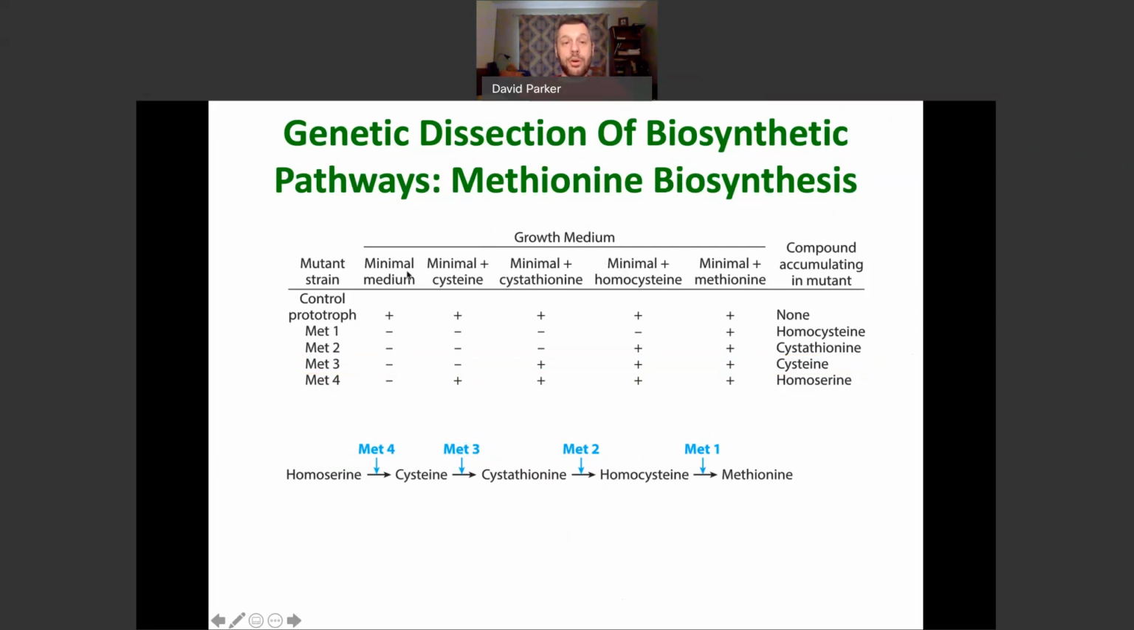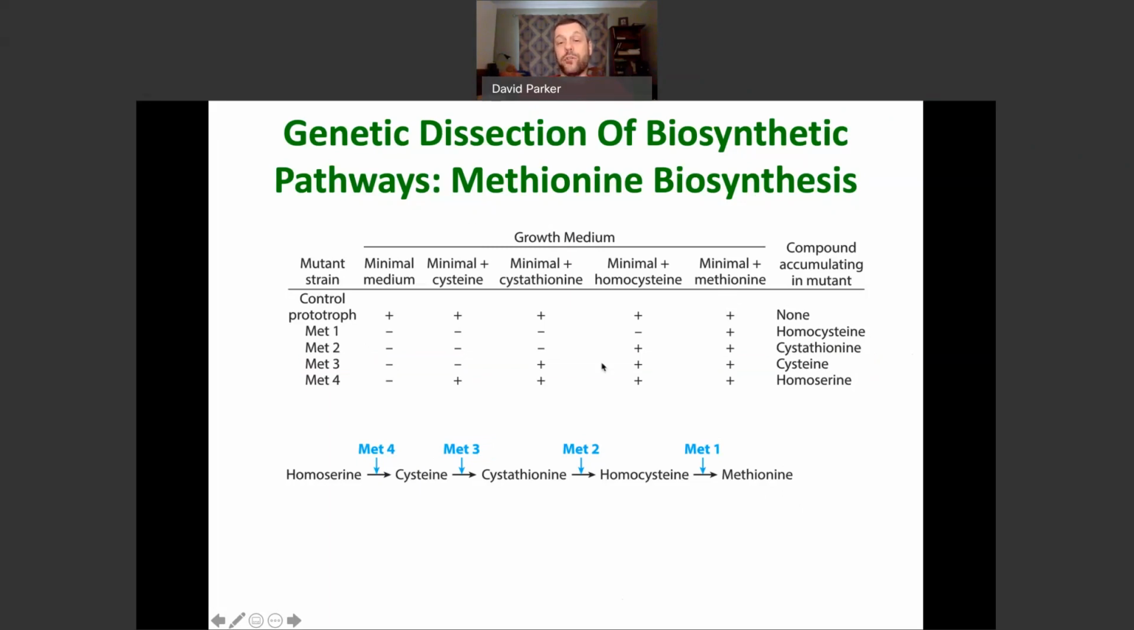Minimal medium alone, none of them grow. This is a positive control of a wild type strain. And then if they added methionine to the minimal media, they would all grow. And we knew that was true because that's how they were isolated. And that makes sense, right? Because methionine is at the end of this biosynthetic pathway.